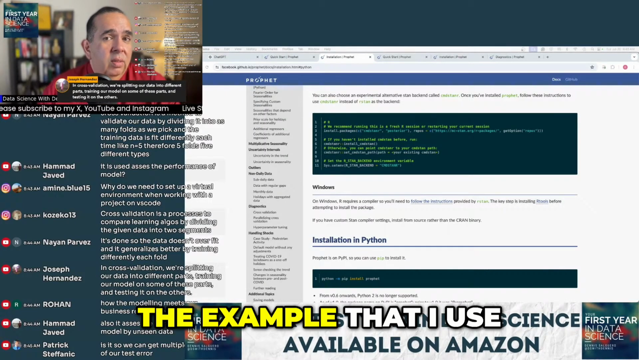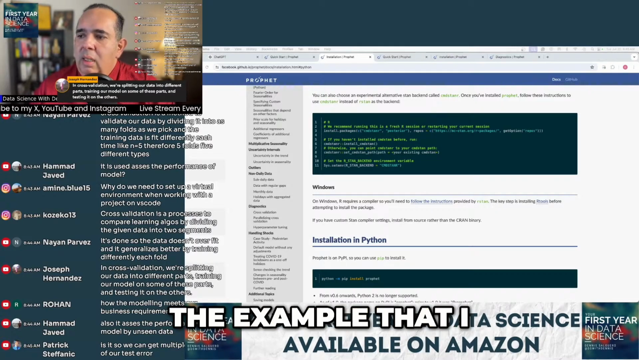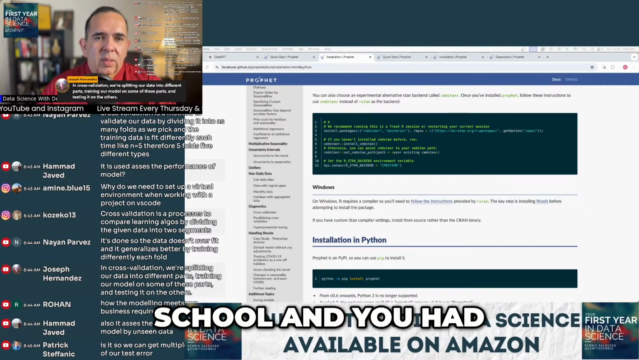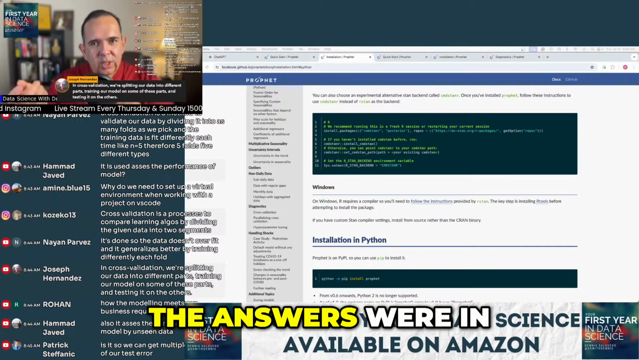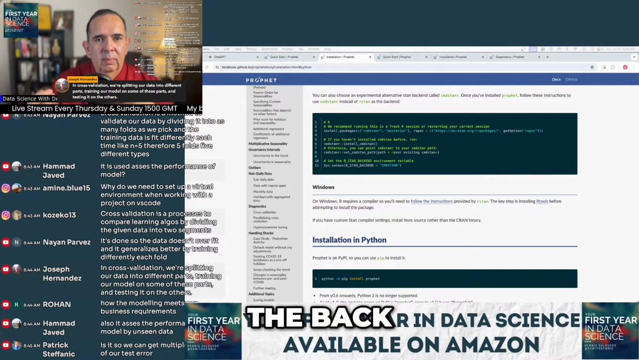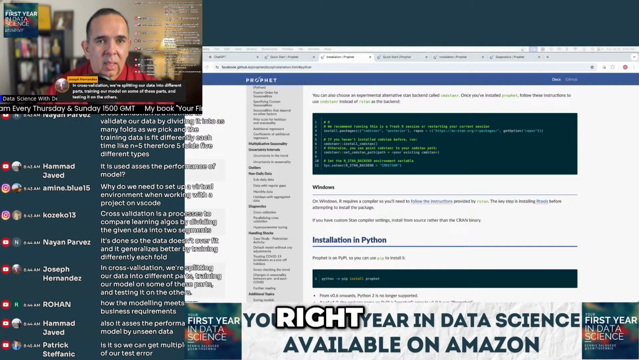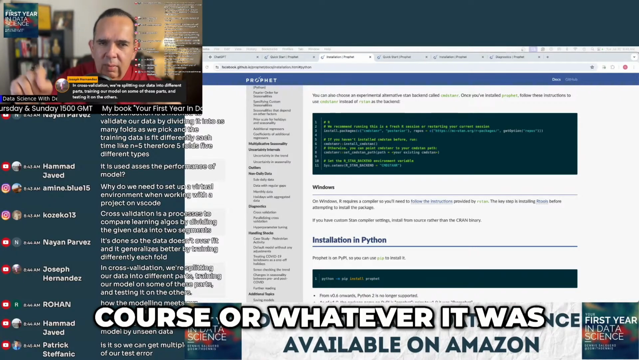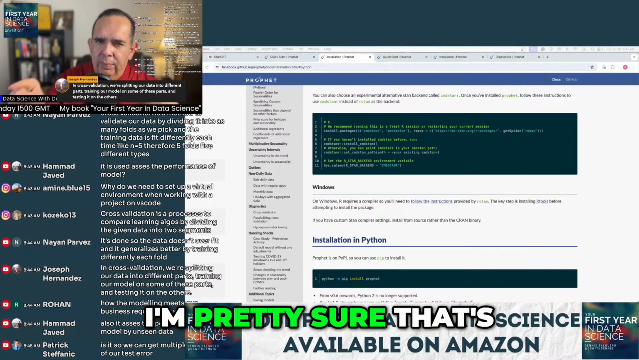The example that I use, because remember, we're talking to business people most of the time, is this: you know how when you were a kid in elementary school and you had math books, and you would do the math problem and then the answers were in the back, like the last third of the book? That was you as a human doing cross-validation, right? You sat there, you did the answer, or your social studies course or whatever it was, right? You saw the question, you did the answer, you said, "Yep, I'm pretty sure that's the answer."